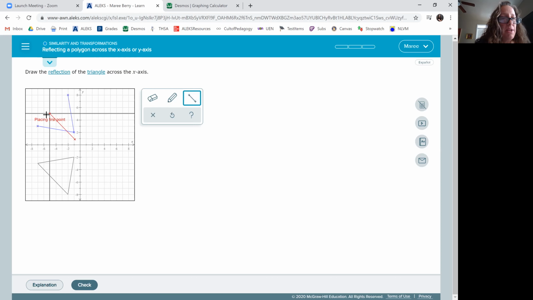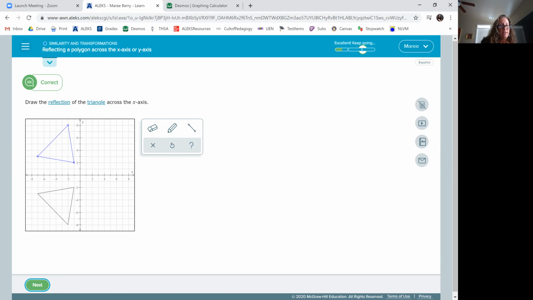It should look like a mirror image, which means that if you were to fold the paper along this x-axis, the pictures would match up. So that's across the x-axis.